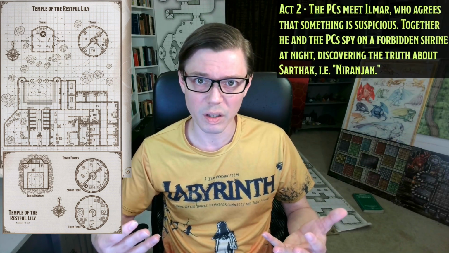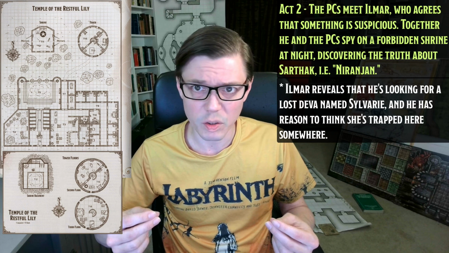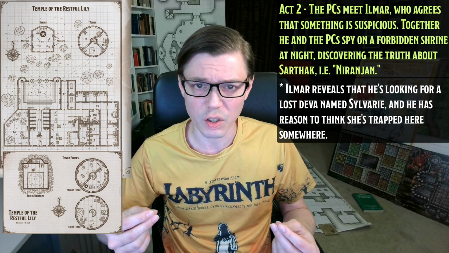In Act 2, the PCs wake up their first morning in Niranjan, and just let them explore and move about. Eventually, they'll reach Area T7, where they encounter Ilmar, the Drow Harper. Ilmar will say that he's looking for a Deva named Silvari, and that he has reason to believe that the Deva is somewhere here at Niranjan.